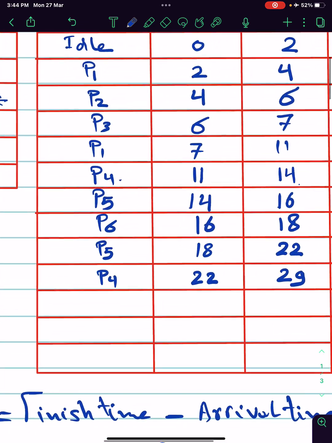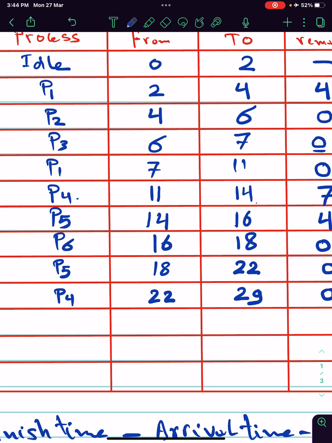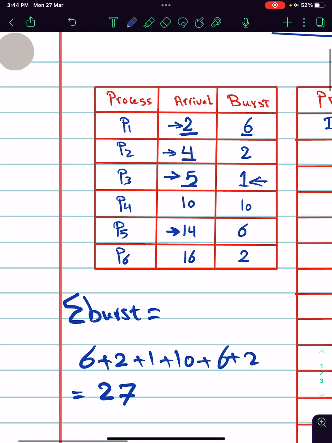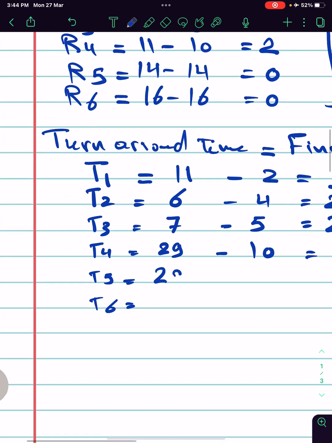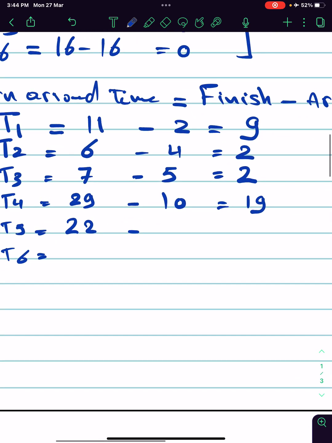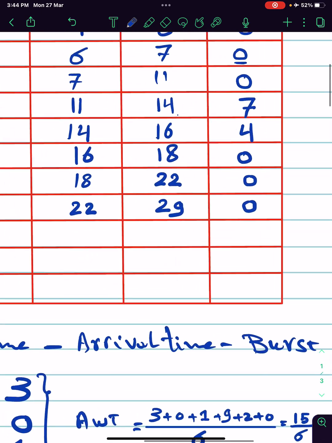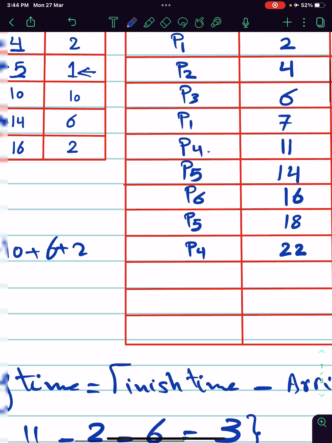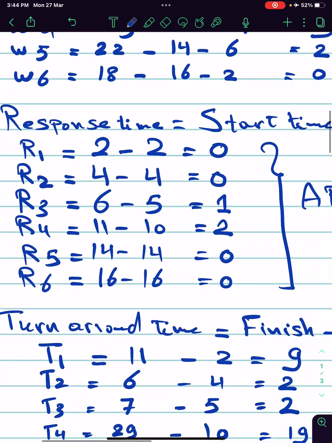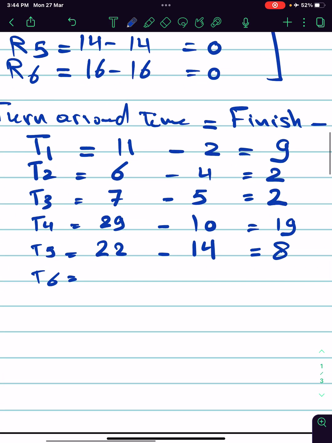For P5, if you look at P5, P5 finished at time 22 and it arrived at time 14. So 22 minus 14, that would be an 8. And for process 6, process 6 finished at time 18, as you can see, and it arrived at time 16. So here 18 minus 16, that would be a 2.